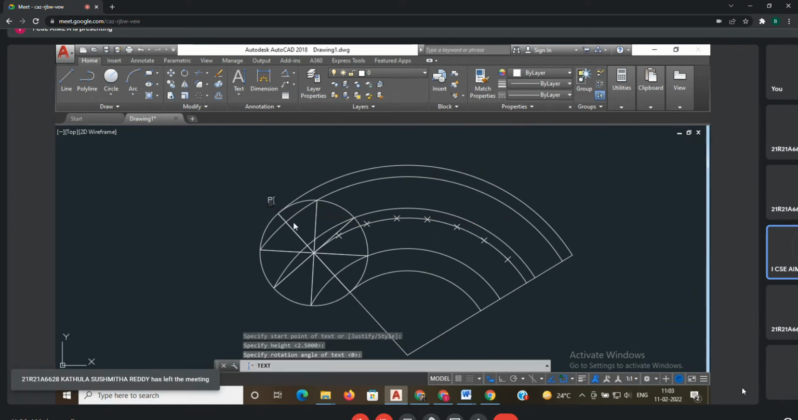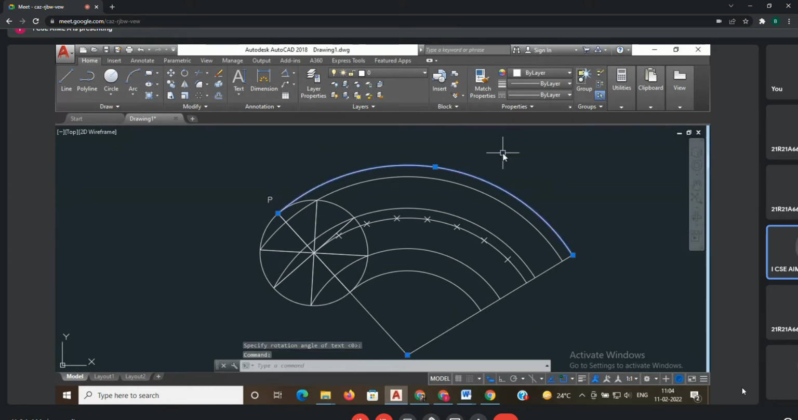This is your P point. Now tell me, the circle is rolling inside the directing circle in a clockwise or anti-clockwise direction. This is my directing circle. This is my rolling circle. Tell me, in the directing circle, is my rolling circle rolling in an anti-clockwise or clockwise direction? Anti-clockwise.